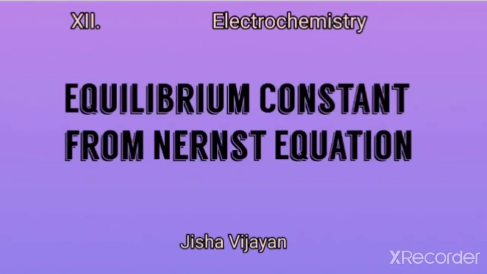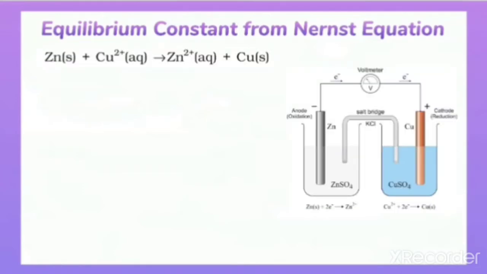Hello students, in this video we are going to discuss the equilibrium constant from the Nernst equation. If the circuit in the Daniell cell is closed, then we note that the reaction takes place, that is zinc plus copper ion giving rise to zinc ion plus copper.